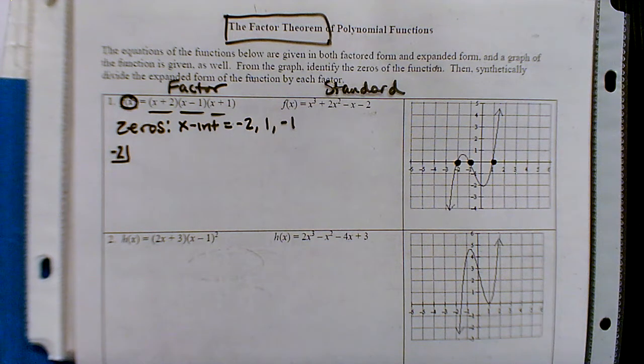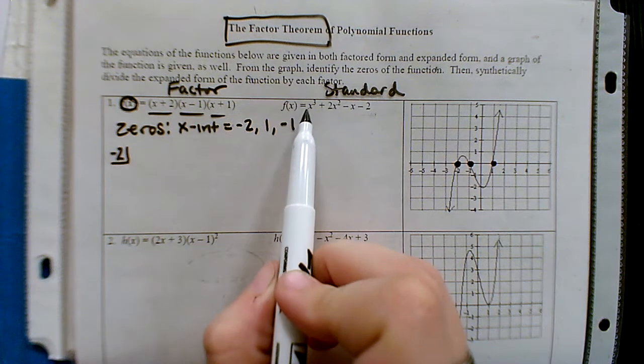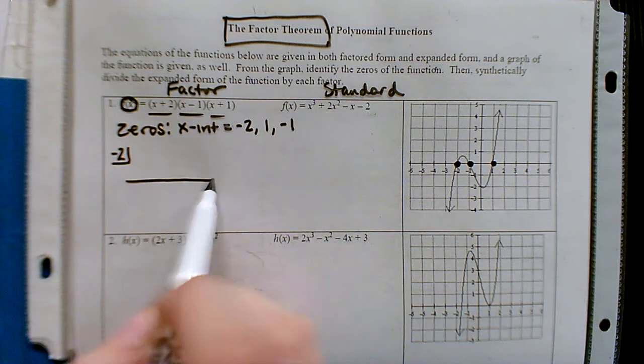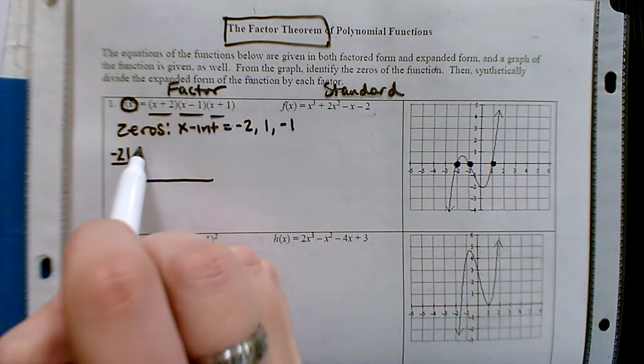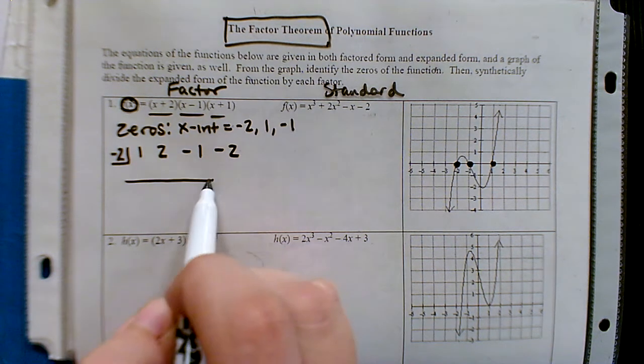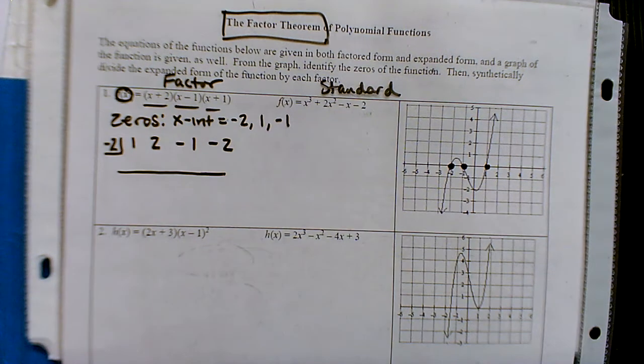So we're going to let these zeros be our little box numbers in synthetic division, whichever setup you want to use, because we looked at two different kinds yesterday. And we're going to utilize the coefficients from the standard form equation, making sure they're in order and using any 0 placeholders if necessary. In this case, it doesn't look like we need any placeholders. We'll just write down the coefficients.